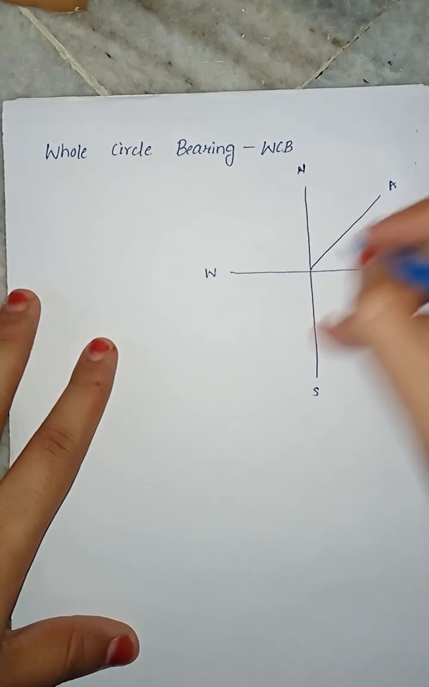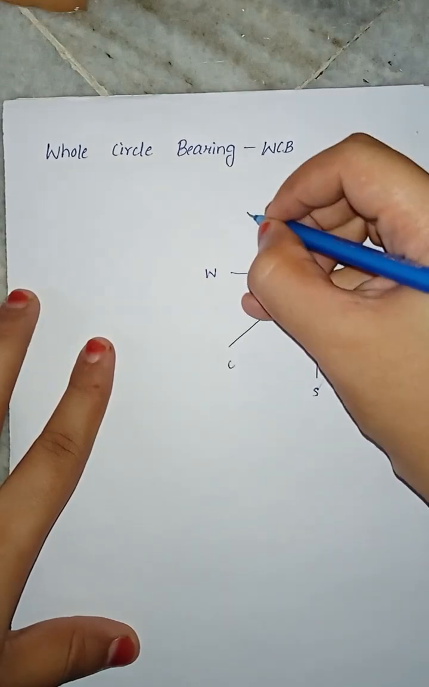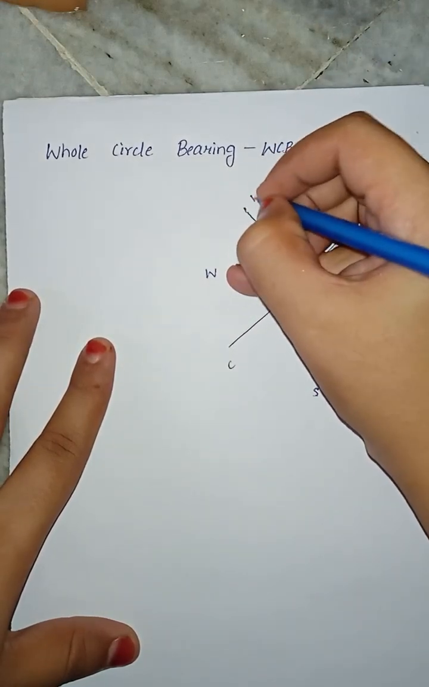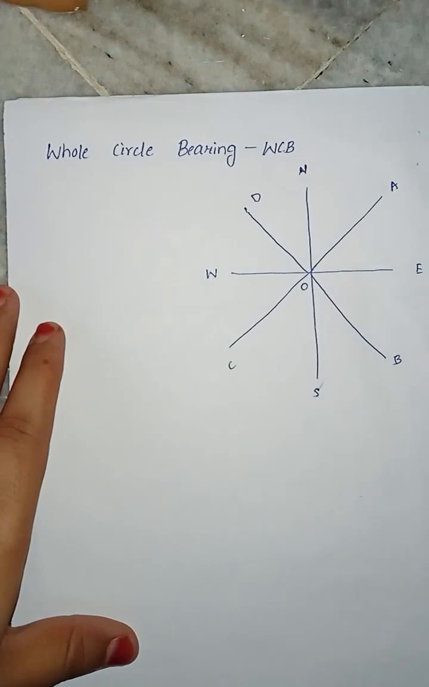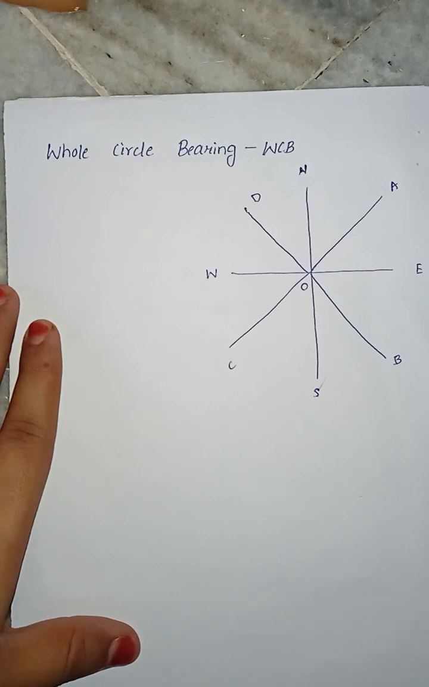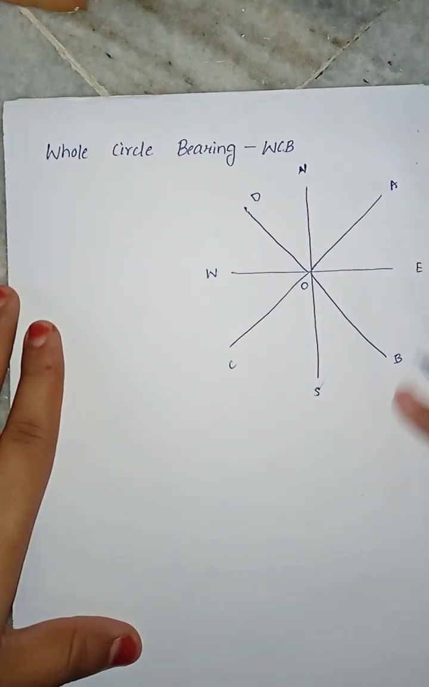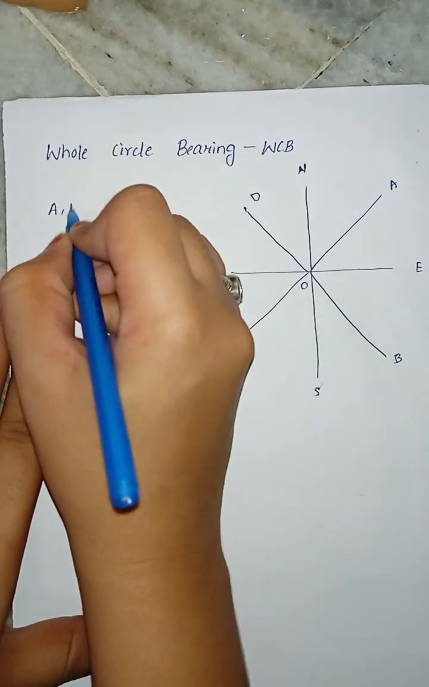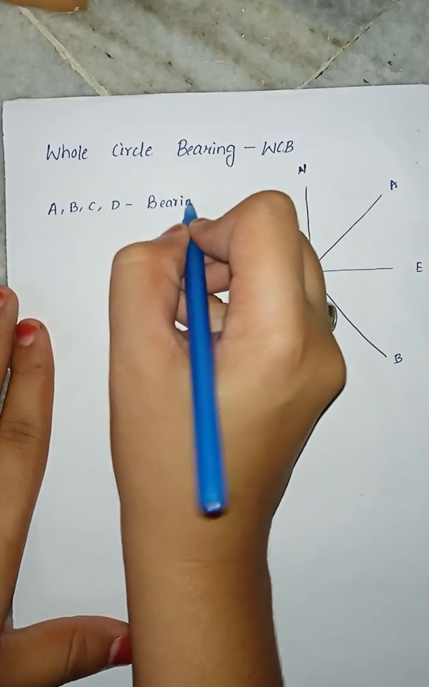This is taken as A, taken as B, taken as C, and this is taken as D, and this is the point O. So what is whole circle bearing? The magnetic bearing of a line with respect to magnetic north measured in clockwise direction is known as whole circle bearing. These all are known as bearings. What are the bearings? A, B, C, D. These are known as bearings.